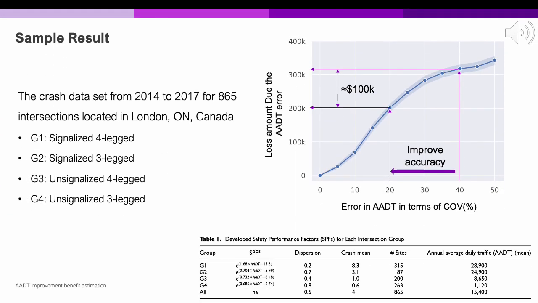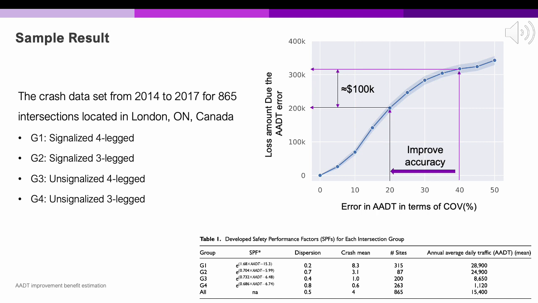Here, a sample input and output of the framework for a real-world example is presented. The dataset includes crash and AADT data for intersections of four types located in London, Ontario, Canada. In the given plot, the x-axis represents the amount of error that has been introduced to the AADT data in terms of coefficient of variation, which is the standard deviation divided by the mean.